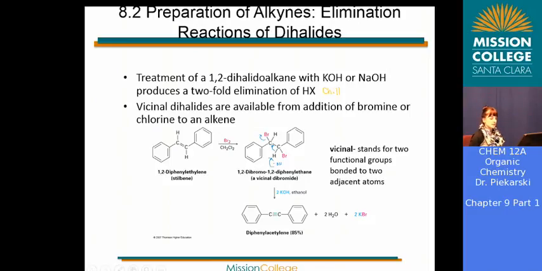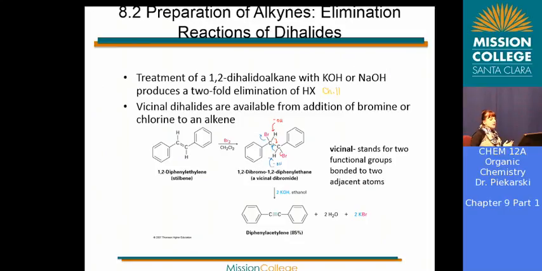That's one equivalent of base. But if I use another equivalent of base, it can pull off this proton, put those electrons there, and kick off the bromide. So you can see two arrows coming here, and that's going to make a triple bond. We eliminate potassium bromide and some water when we go through this process. Okay? You need to know how to make them and what reagents were needed to make alkynes. So just make sure you're practicing that.